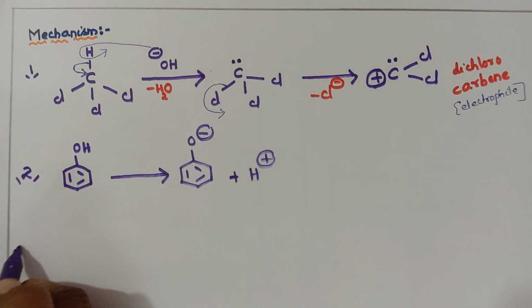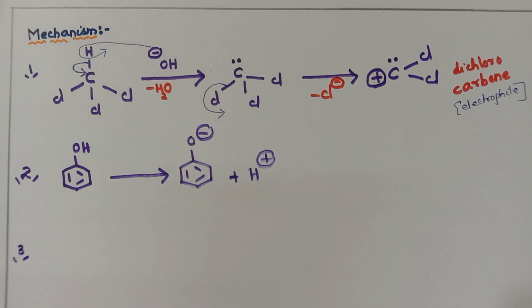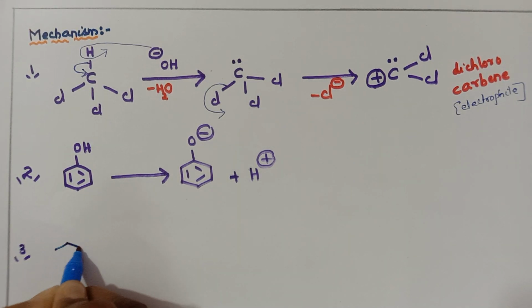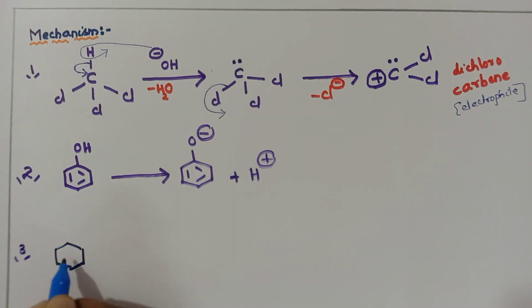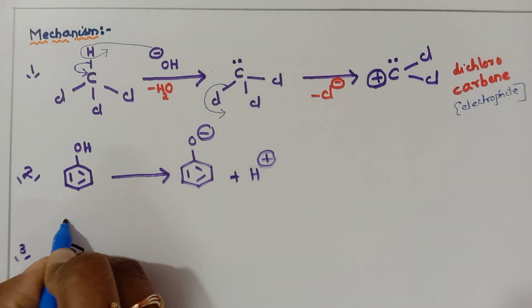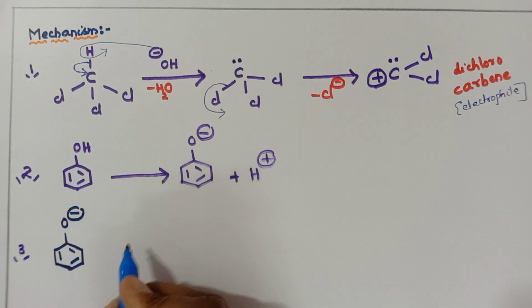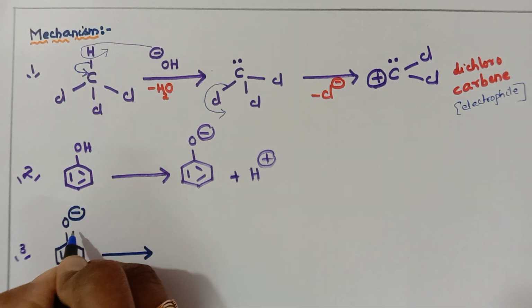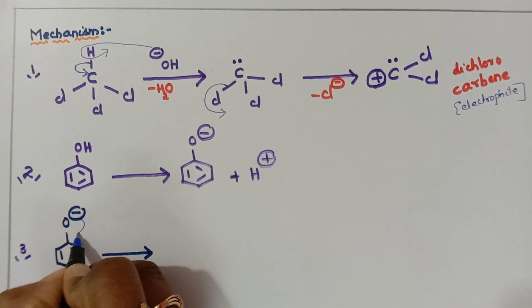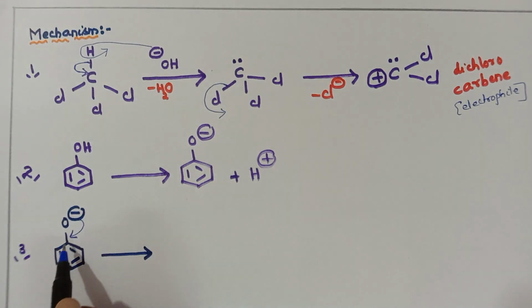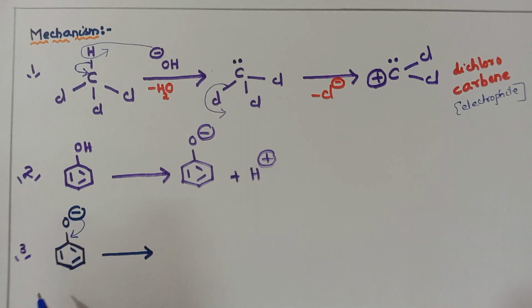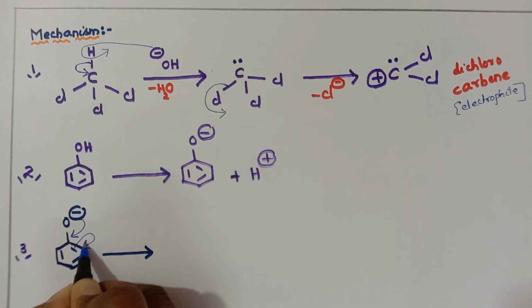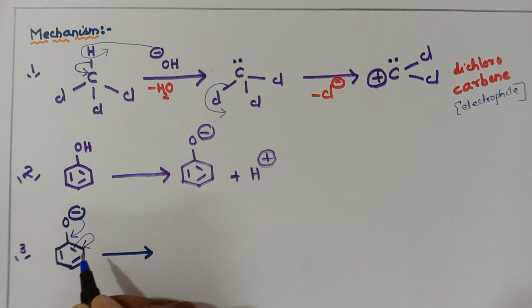Next, third step. The phenoxide ion, write it in the third step. So what's happening here? This O minus will be shifted in between carbon and oxygen. So what happens here? A double bond will be formed, and immediately these pi electrons will be shifted towards this carbon. Hence this carbon acquires a negative charge.